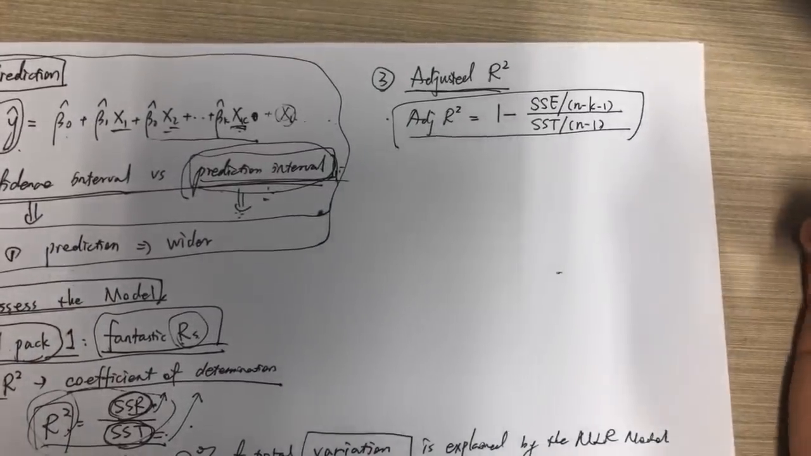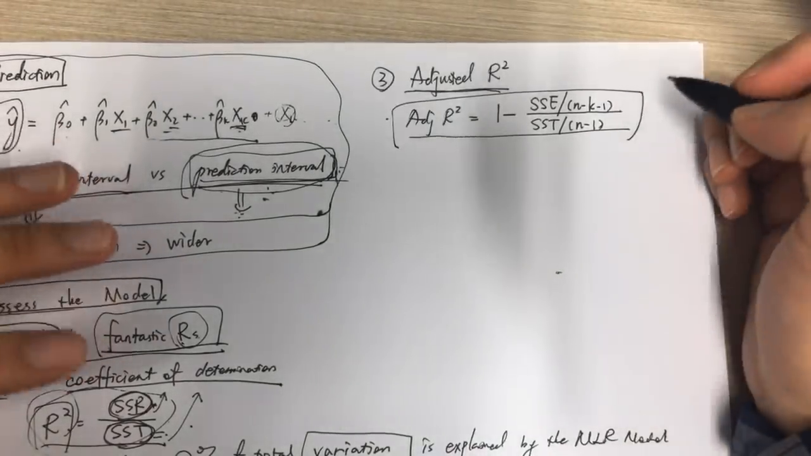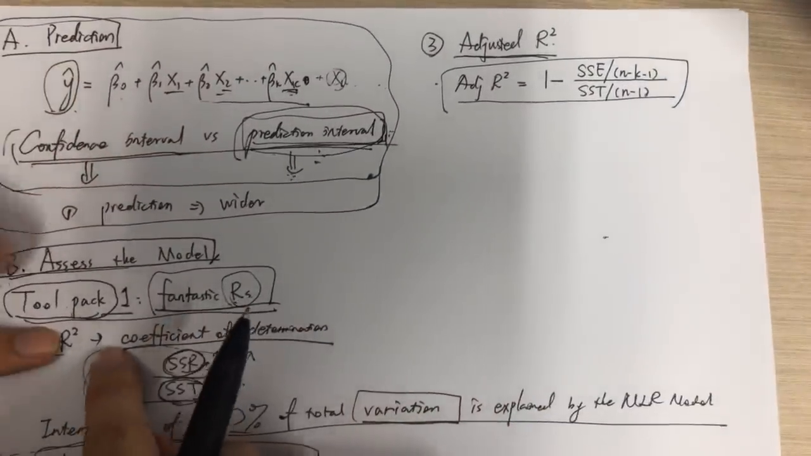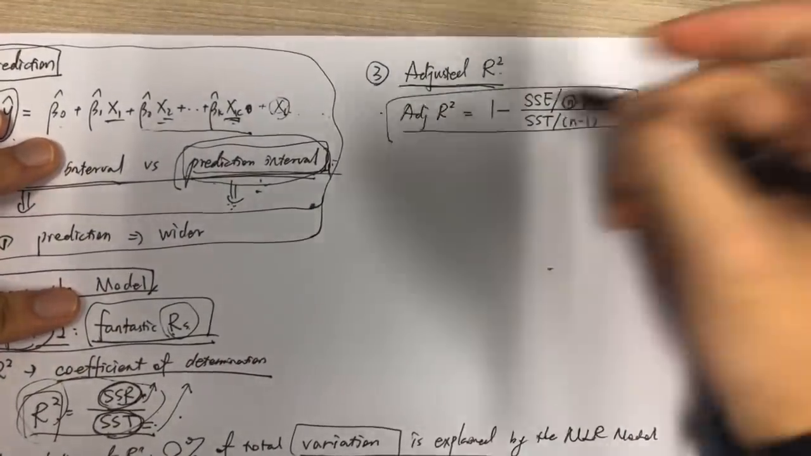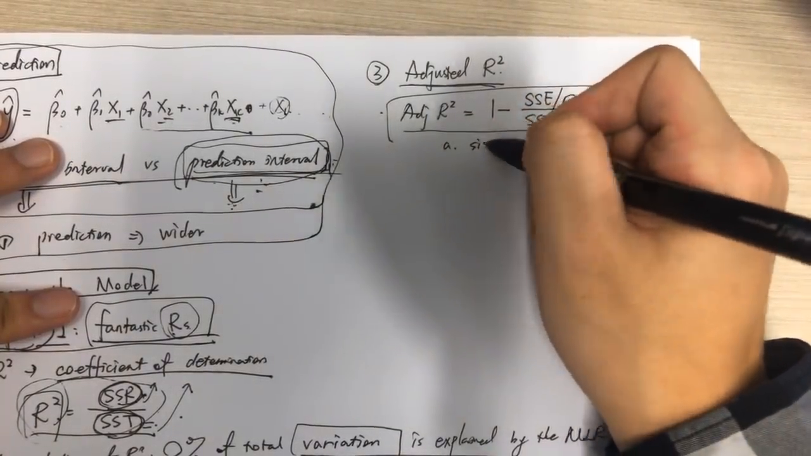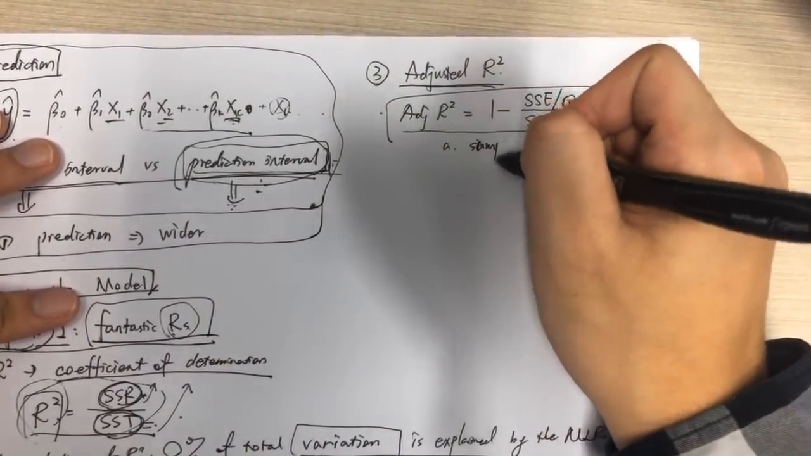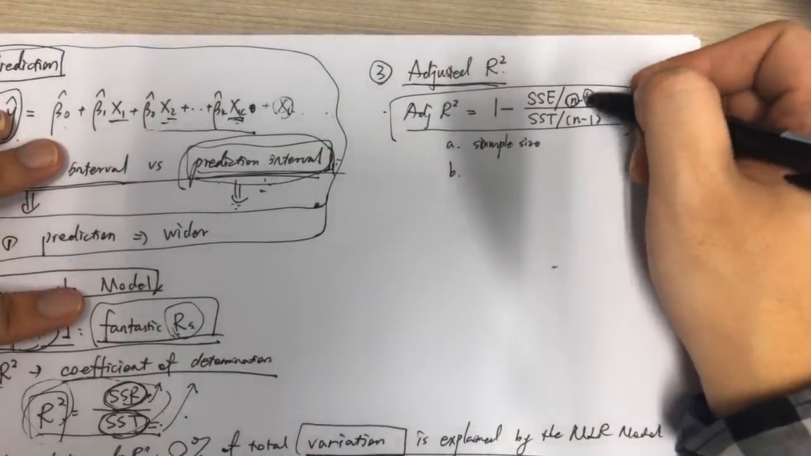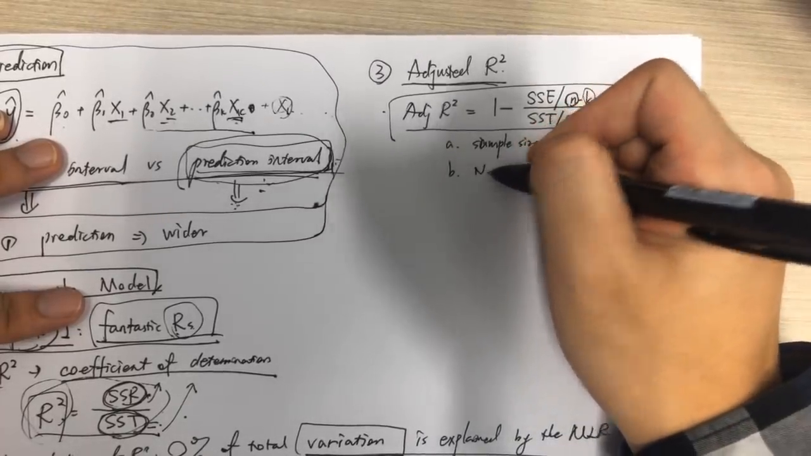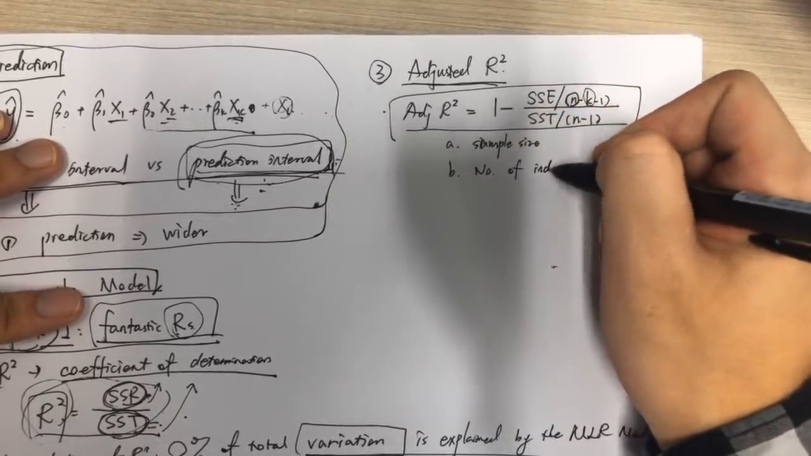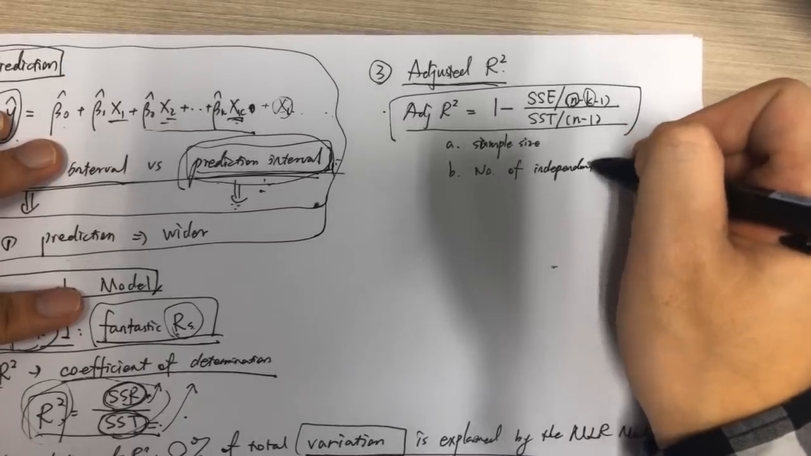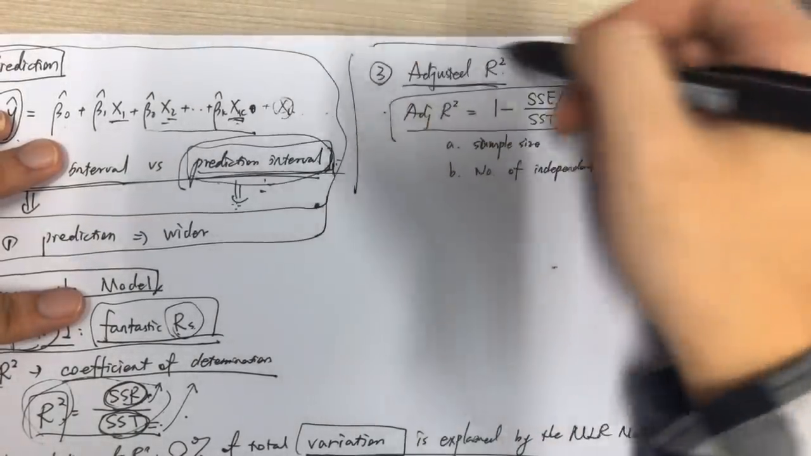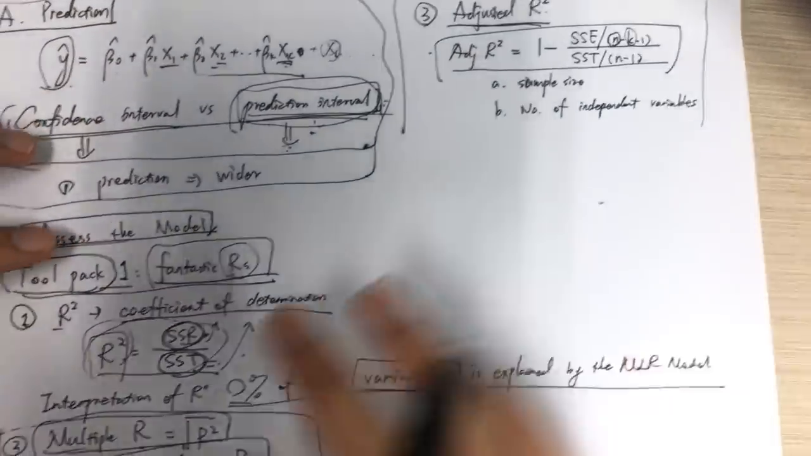And in terms of the understanding of adjusted R square, we only need to know adjusted R square has adjusted this R square for the sample size n, right? So the sample size is adjusted, from sample size perspective, but also the number of independent variables. Okay, so this is the third tool in this tool pack.